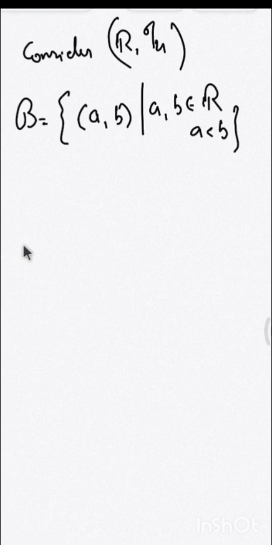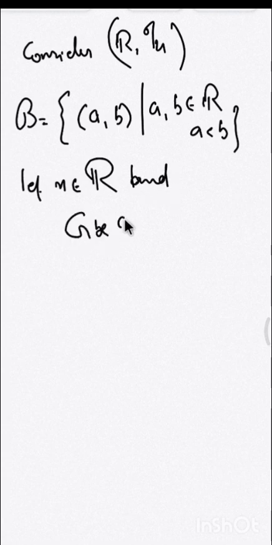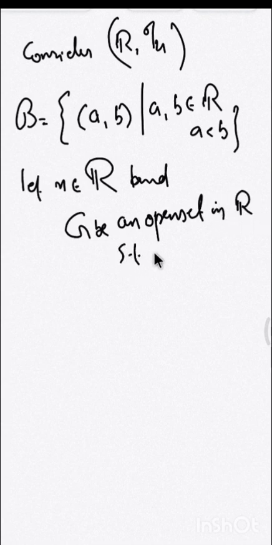To prove this, we are going to use the characterization. What is the characterization? Script B is a base for tau if for any element in the set and any open set containing that element, in between them there is a base element. Correct? So for that, let small x be an element in our capital X. Capital X is here the real line. And G be an open set in the real line such that x belongs to G.